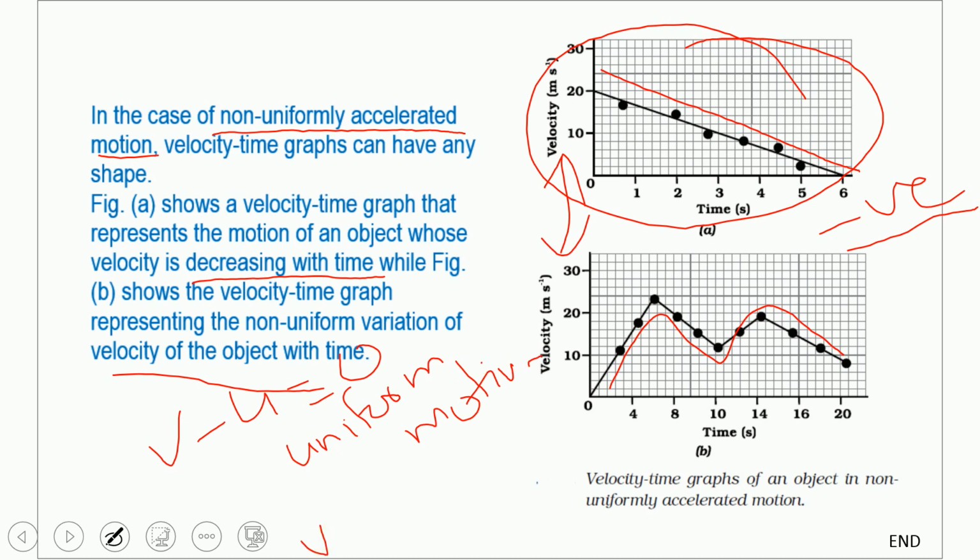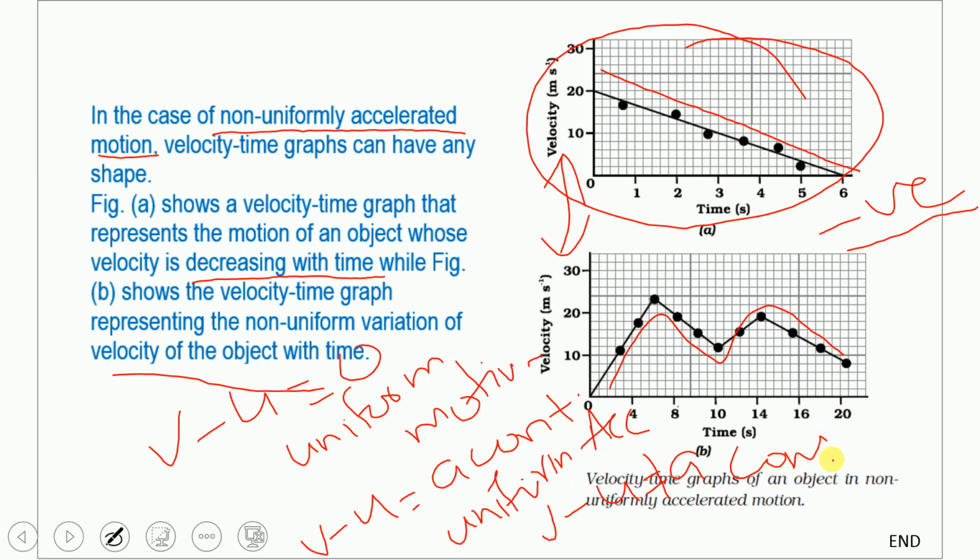Then if V minus U is equal to a constant value, then what is it? Then it is uniform acceleration. Sure? Now if V minus U is not equal to a constant, then we will say that the motion is non-uniform acceleration. This much we studied, and the graph also you understand.